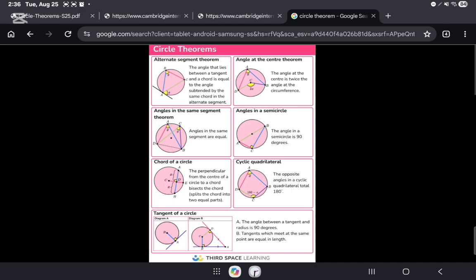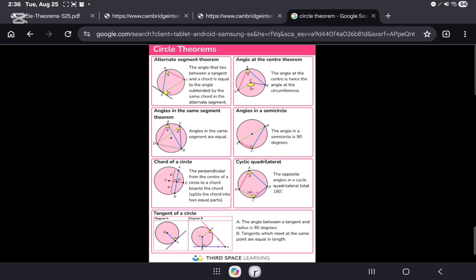The first theorem is the alternate segment theorem, where the angle lies between a tangent and a chord. So this is a tangent and this is the chord. Any angle that lies between a tangent and a chord is equal.